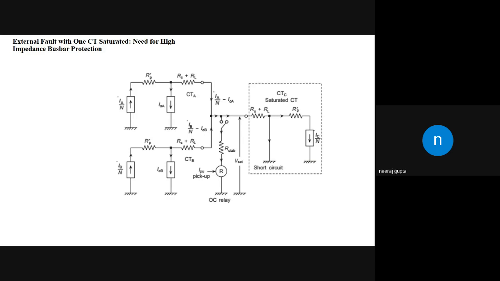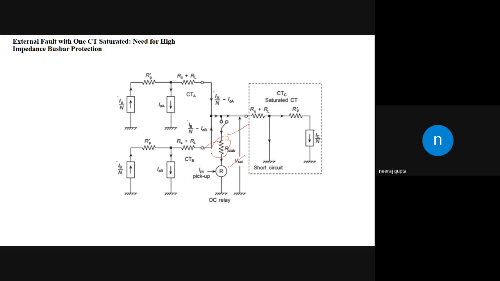Now, what is the way out of that? How can we protect that? We can protect that by using a small stabilizing resistance. The main idea of this stabilizing resistance is that it will not allow this spill current. If some imperfections are there in the CT, then it will prevent this relay from operating. So that is known as high impedance busbar protection that we are using in case of the bus bars.